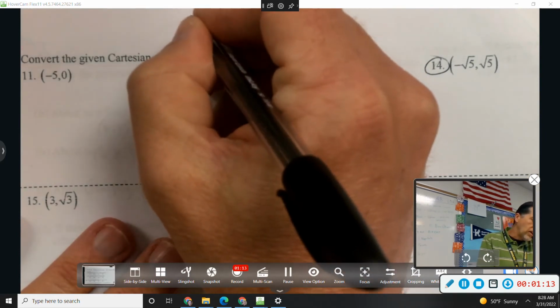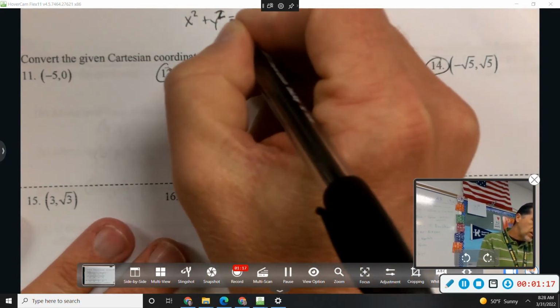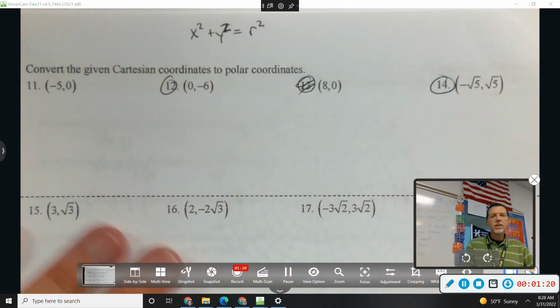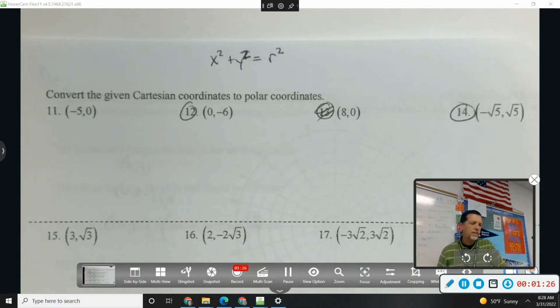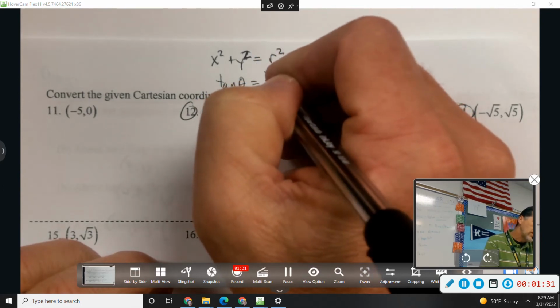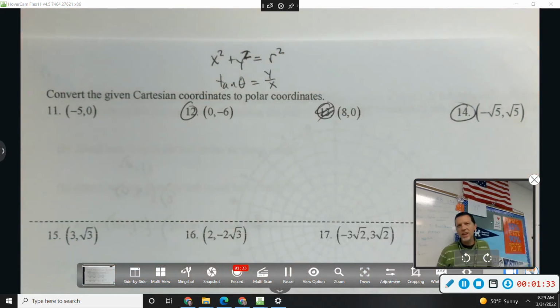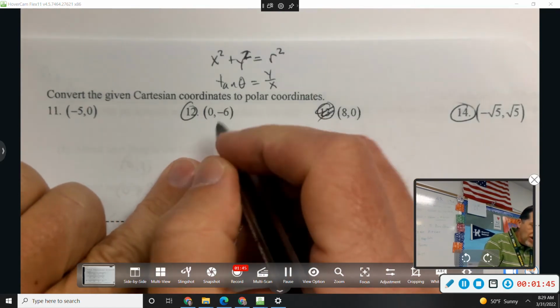Let's see. So the other equations are x squared plus y squared equals r squared. And the other one is tangent of theta equals y over x. But sometimes you can tell by looking what the angle is. So usually the angle, if you graph it carefully, you can tell by looking. You don't have to graph it, but I think it makes it easy if you do graph it.